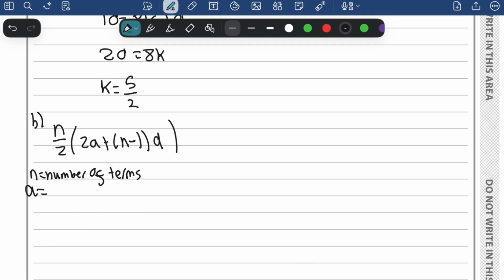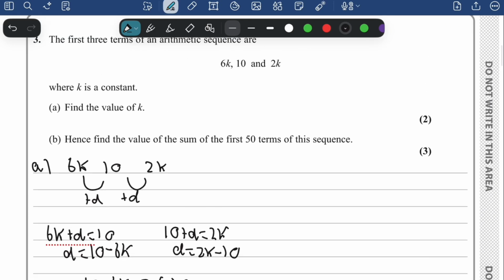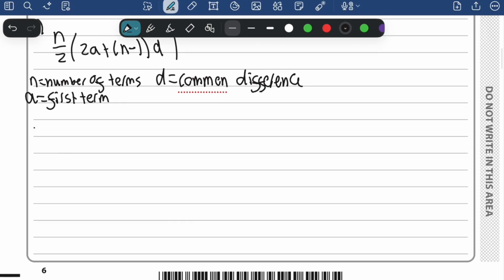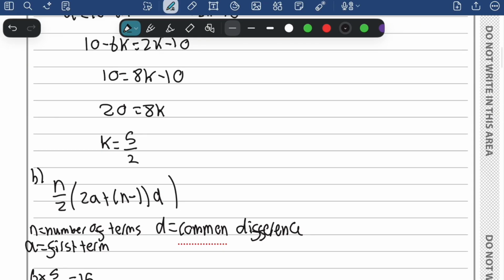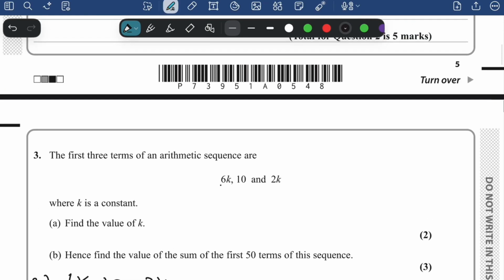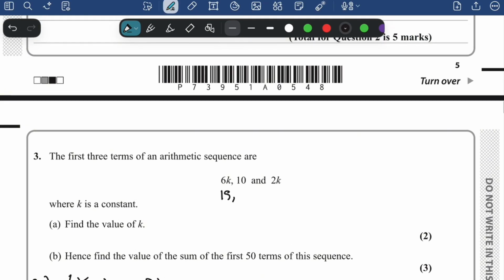A, which is our first term. And then d, which is our common difference. Well, we already found k in the first part, right, which is 5 over 2. So that means we can find the first term, which is 6 times 5 over 2, right? Which is just going to be 15. Which then means if we look at our sequence, we say that it's now 15 and 10.